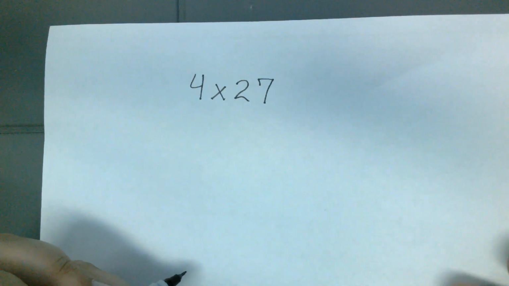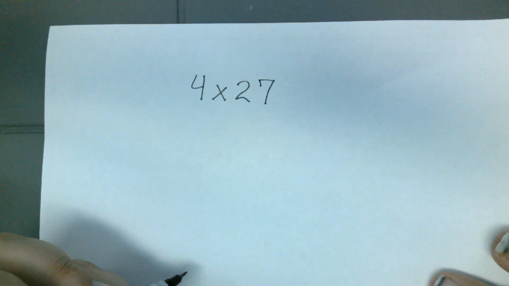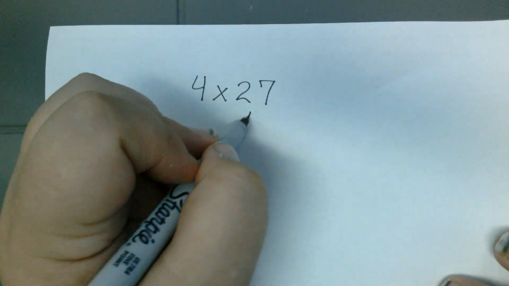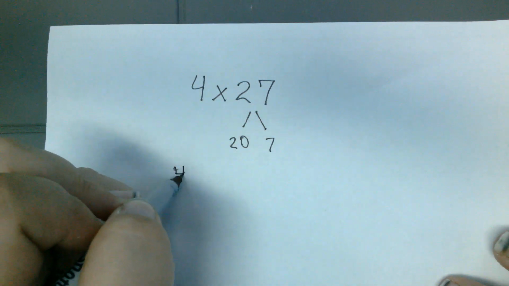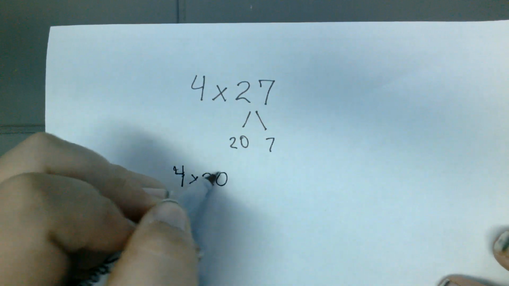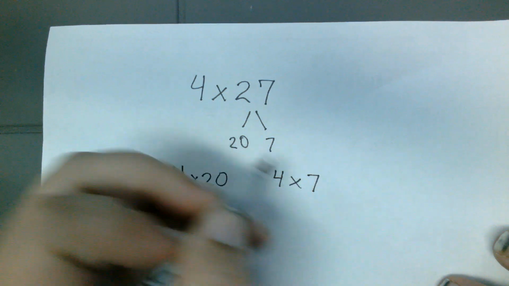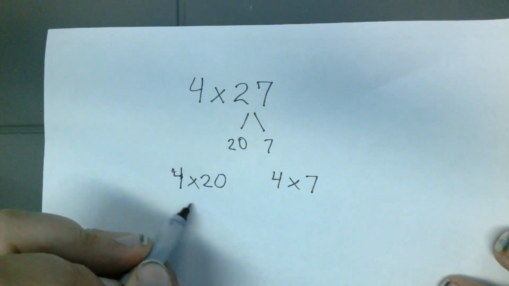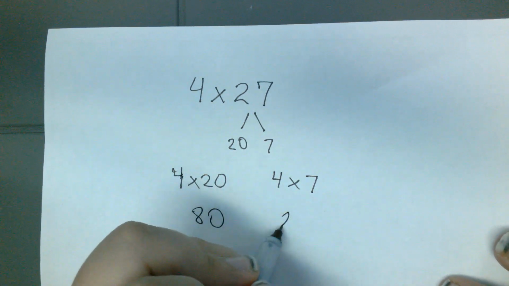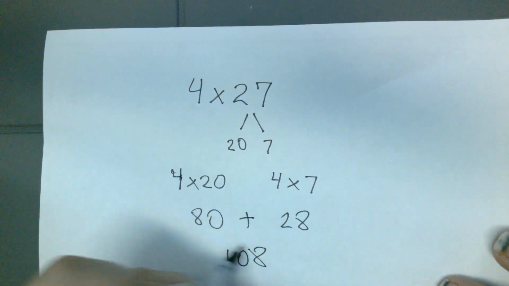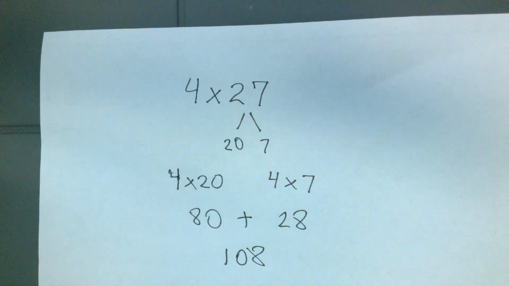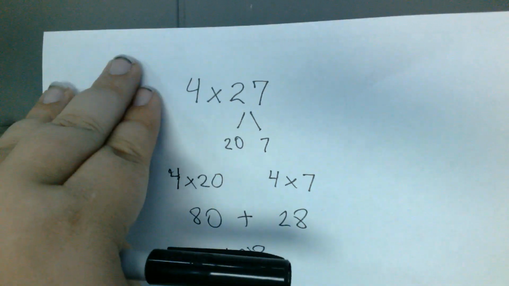So if they know the process of the distributive property, they will be able to break this into 20 and 7, do 4 times 20, 4 times 7, 80, 28, and add them together to get 108. That's the goal of where we want the distributive property to get them.